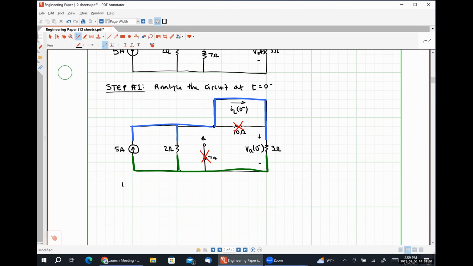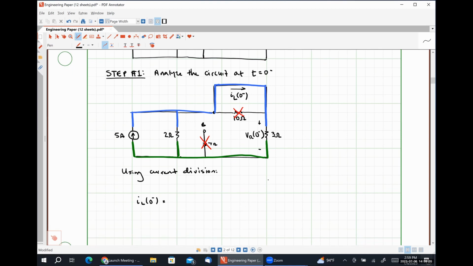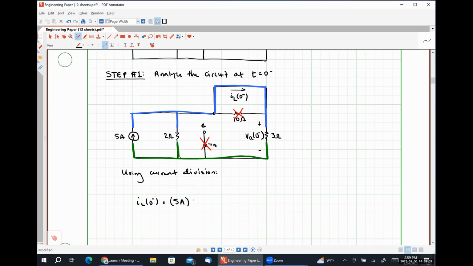So using current division, I can say that IL at 0- is going to be 5 amps times one over 3 ohms divided by 1/2 ohms plus 1/3 ohms, which, if my mental math is correct, should be 2 amps. Let me just double check things on a calculator here to make sure I'm not telling tales. Yep.